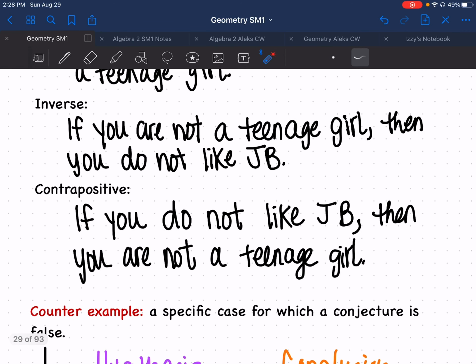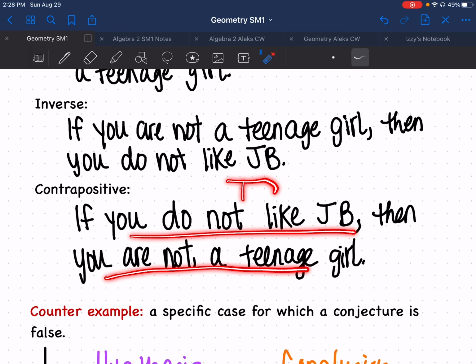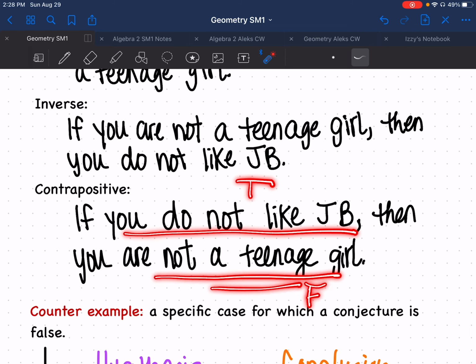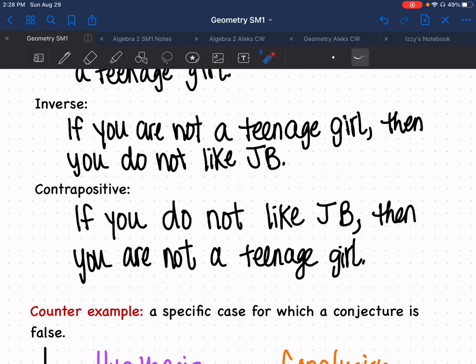And for the last one, if you do not like Justin Bieber, this must be true. It has nothing to do with your age. If you're a teenage girl or a teenage boy or an adult, or a kid, it doesn't matter. Then you are not a teenage girl. Okay? So all we would have to find is, if you do not like Justin Bieber, true, then you are not a teenage girl, false. So an example would be a teenage boy that does not like Justin Bieber.